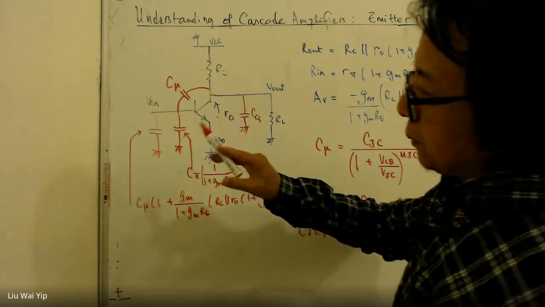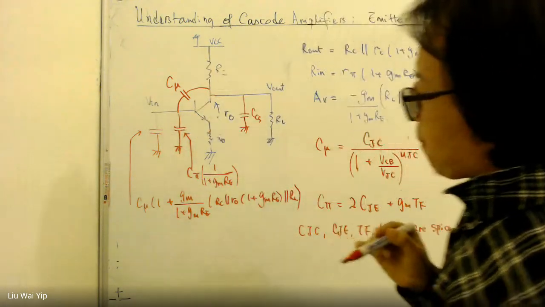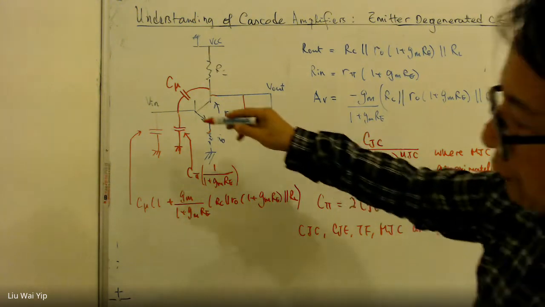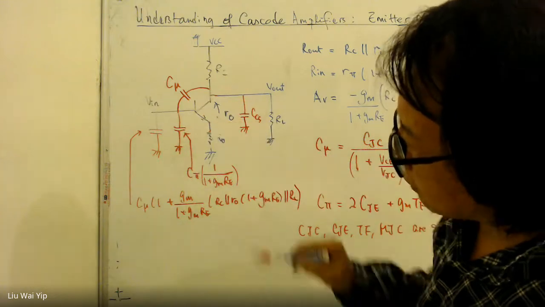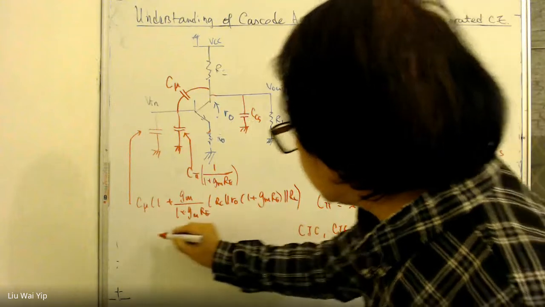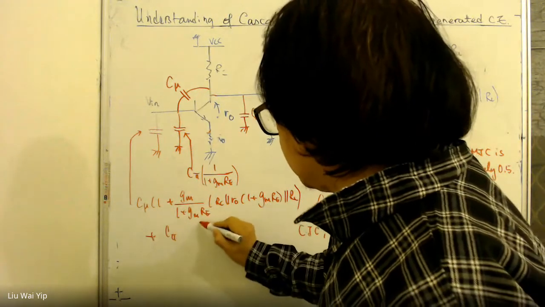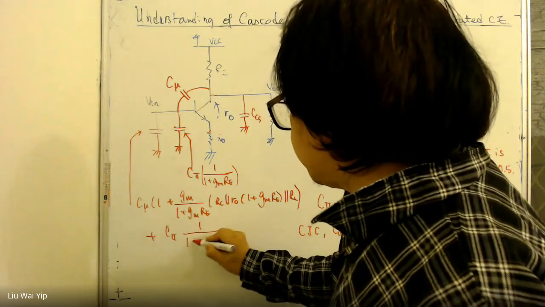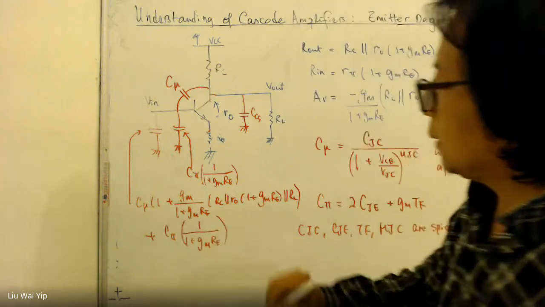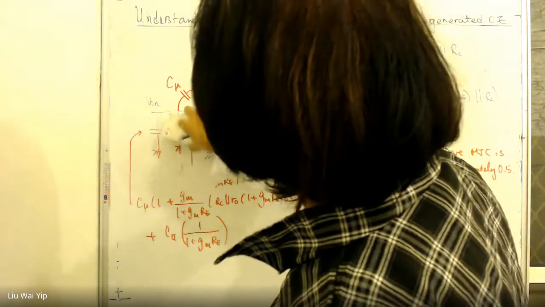But we have two capacitors connected in parallel. Would it be fair if we just merge them into one? The answer is yes. This one plus C pi, and we can eliminate this capacitor.